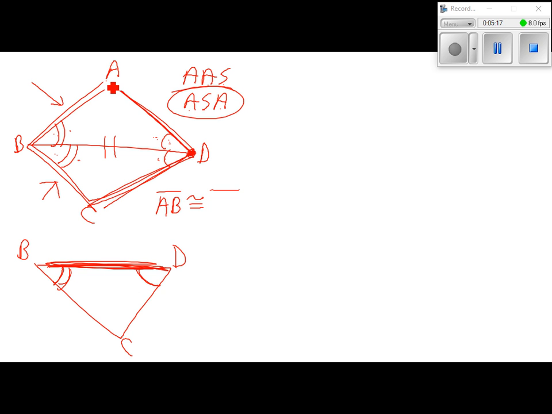So AB is going to match up to what? How are we going to know that in our two-column proof? What's going to be our reason for that? Once we've proven the triangles, what's that next reason always have to be? Corresponding parts of congruent triangles are congruent. It's always going to be that. All right?